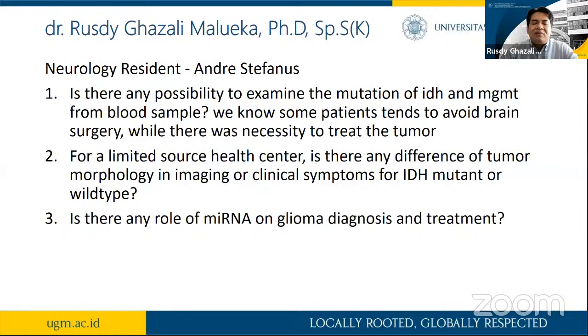But what has already become standard in the diagnosis and treatment of glioma, according to guidelines, are IDH, 1p19q codeletion, and MGMT methylation. So those three. We don't know whether in the future there will be one of the microRNAs that will be part of the standard treatment, but now it is not yet part of the standard treatment.